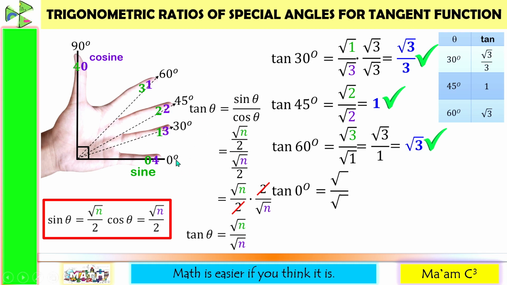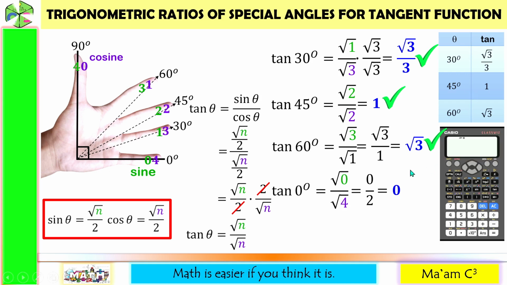For 0 degrees, the green number is 0 and the purple number is 4. The square root of 0 is 0. The square root of 4 is 2. And 0 divided by 2 is 0. It's not in our table. Let's make use of our scientific calculator.